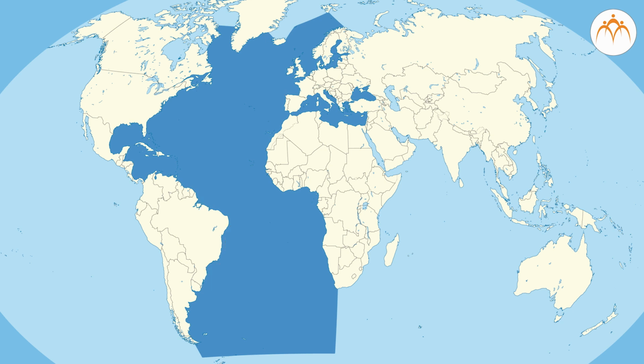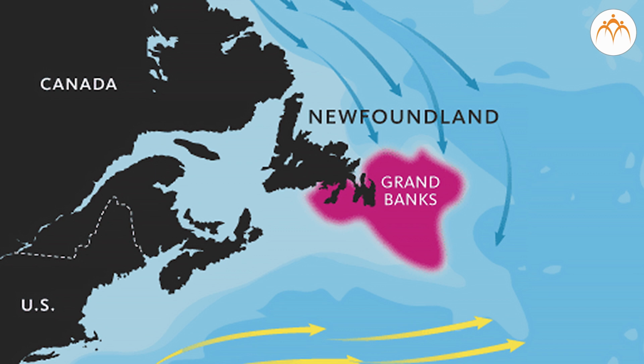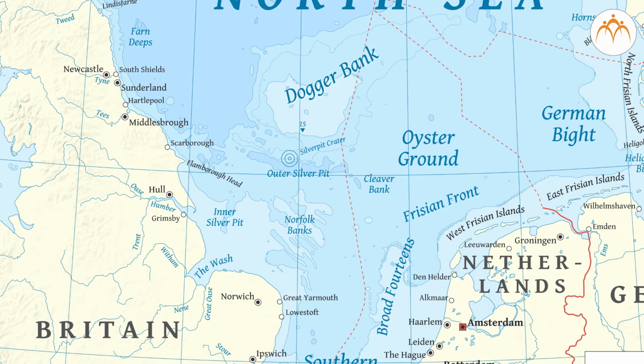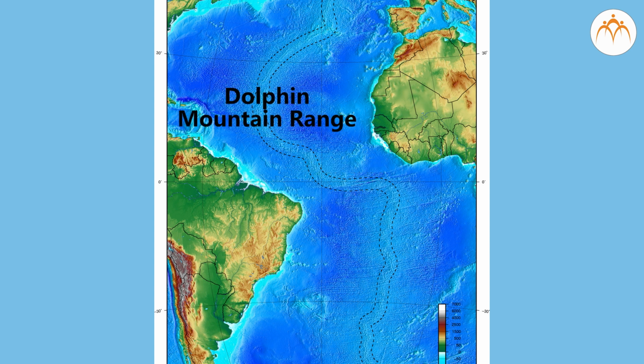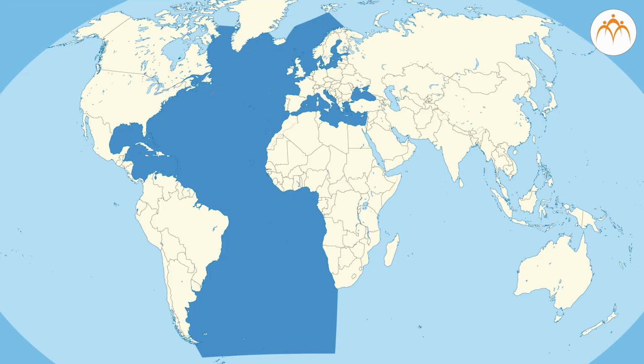The vastest or spread over area is found at Newfoundland, that is Grand Bank, and British Islands, that is Dogger Bank. The central mountain range is found in the Atlantic Ocean. The depth is more than 4,000 meters. On the northern side, it is called Dolphin Mountain Range, and on the southern side, it is called Challenger. There are some banks between the eastern and western parts of the Atlantic Ocean.